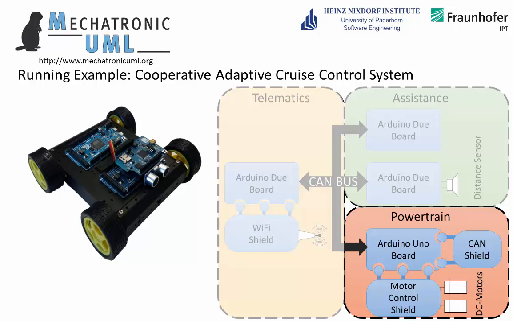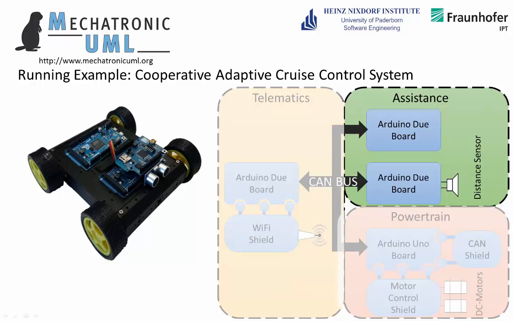The powertrain system is responsible for the driving behavior of the Arduino car. It consists of an Arduino Uno board, which is coupled with a CAN shield to connect the powertrain system with the other subsystems, since the Arduino Uno board does not provide a CAN interface. Moreover, the Arduino Uno is coupled with a motor control shield, which enables the controlling of two DC motors.